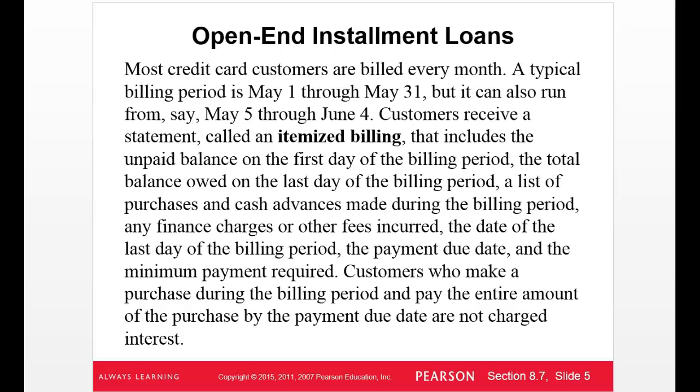Most credit cards are billed every month. You go from the 1st to the end of the month. You could go from like the 10th to the 9th of the next month, or the 5th through the 4th, like this one it says. You have your itemized bill showing you everything that you paid that month, which ones were purchases, what were cash advances, and any of the different charges. Sometimes there are different charges for purchases than cash advances, and then just what fees were incurred.